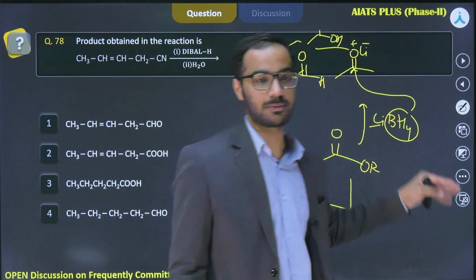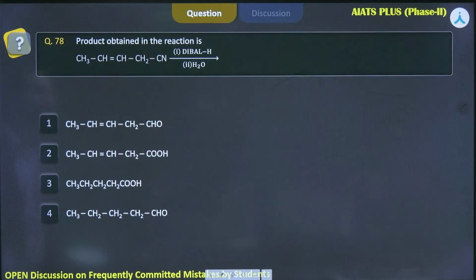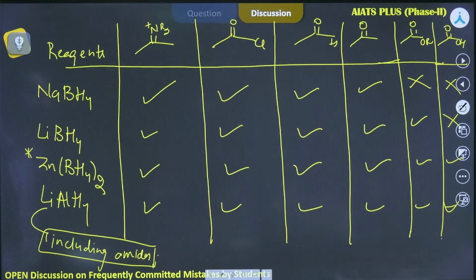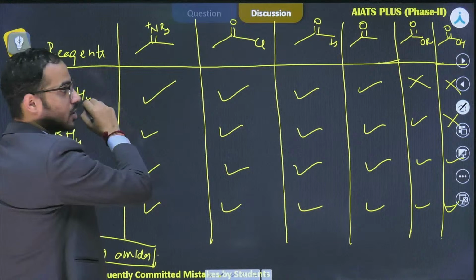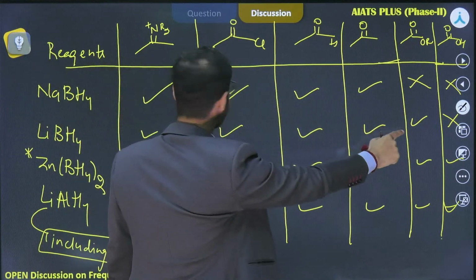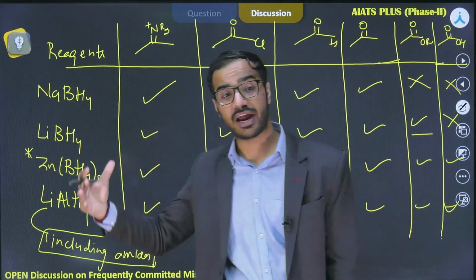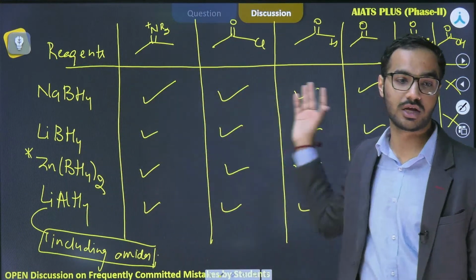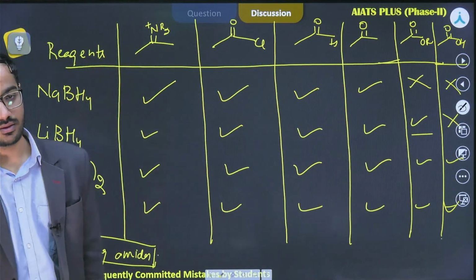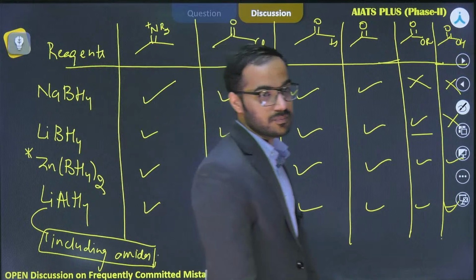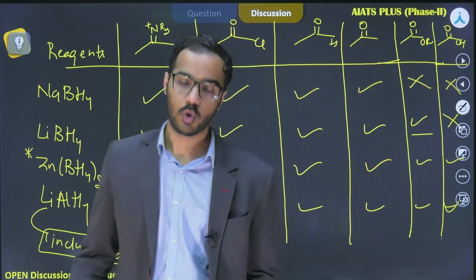I hope this concept will help you in deciding this table formation. What will be the table here? See here, the ester will not be reduced by NaBH4, but it will be reduced by LiBH4. This concept will help you in making this kind of tables. Is it clear? Okay, get back to the question part.